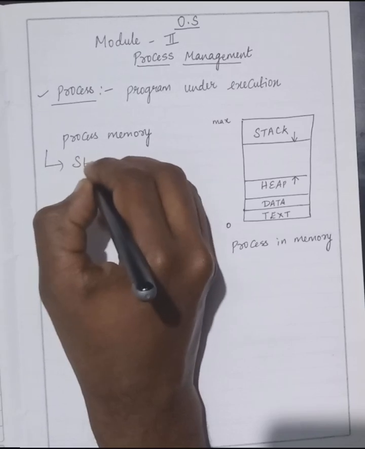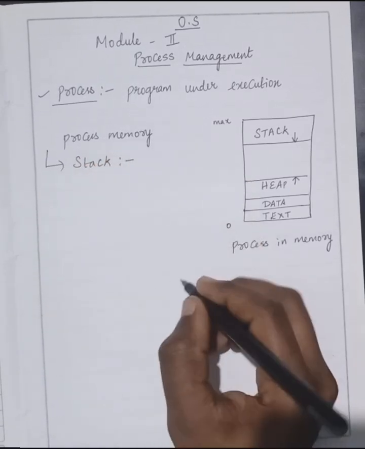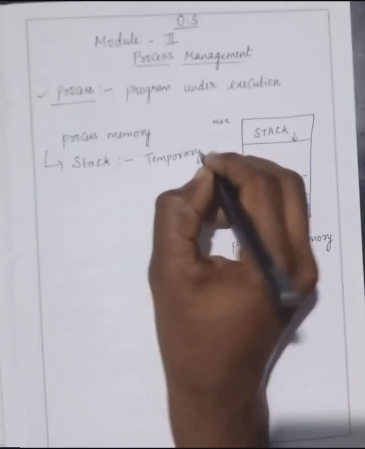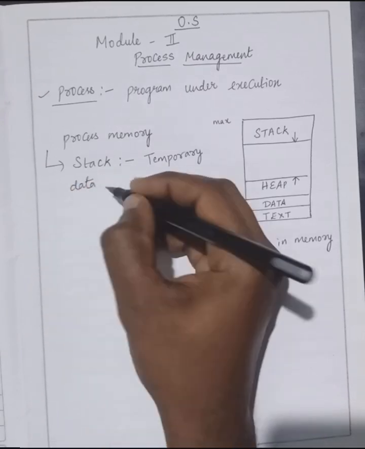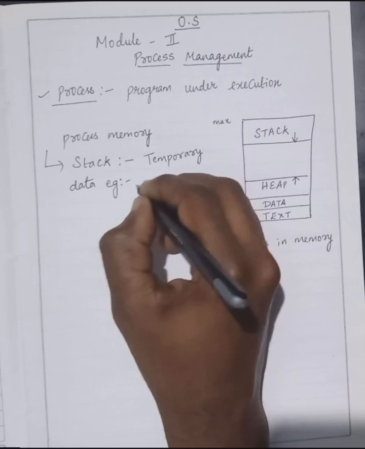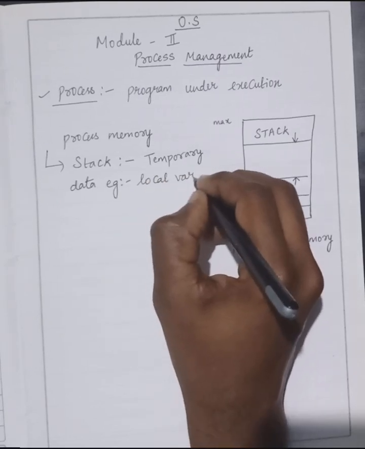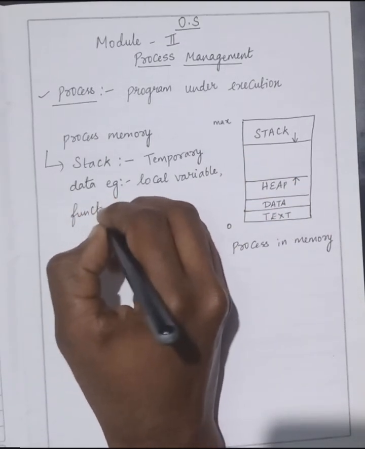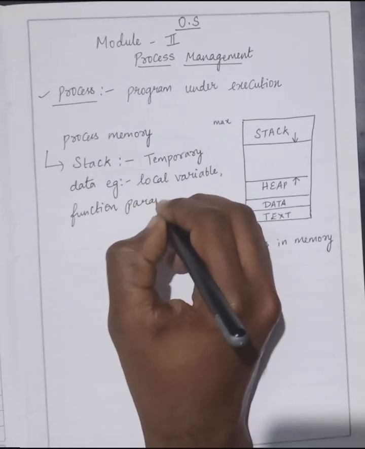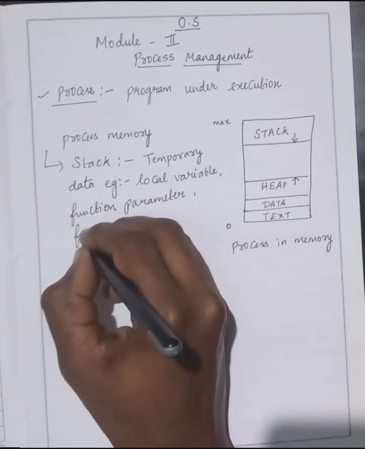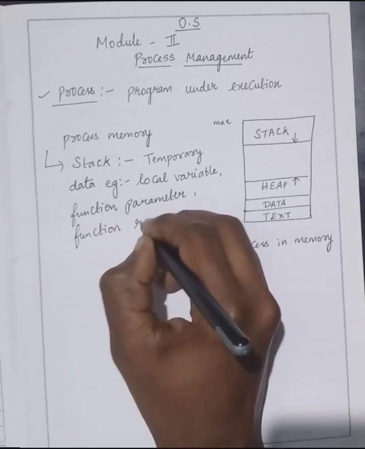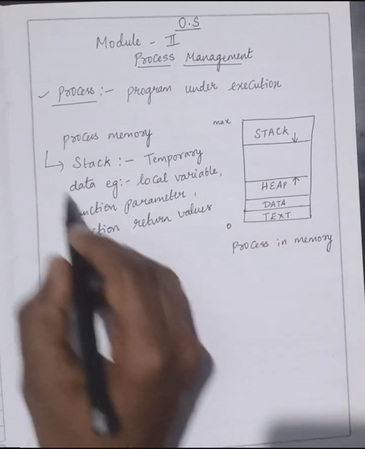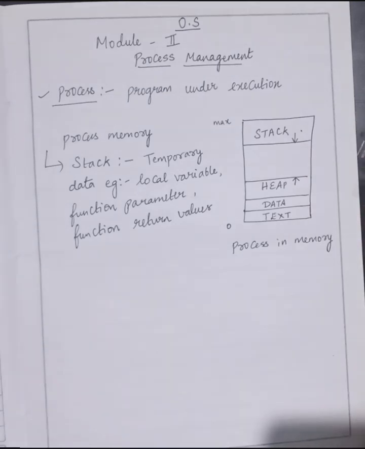First is stack. The stack is used for temporary data. We'll have some temporary data whenever we're running a process, for example local variables we create in the program, like int c, function parameters, and function return values. All these are examples of temporary data, and they are stored in the stack part.